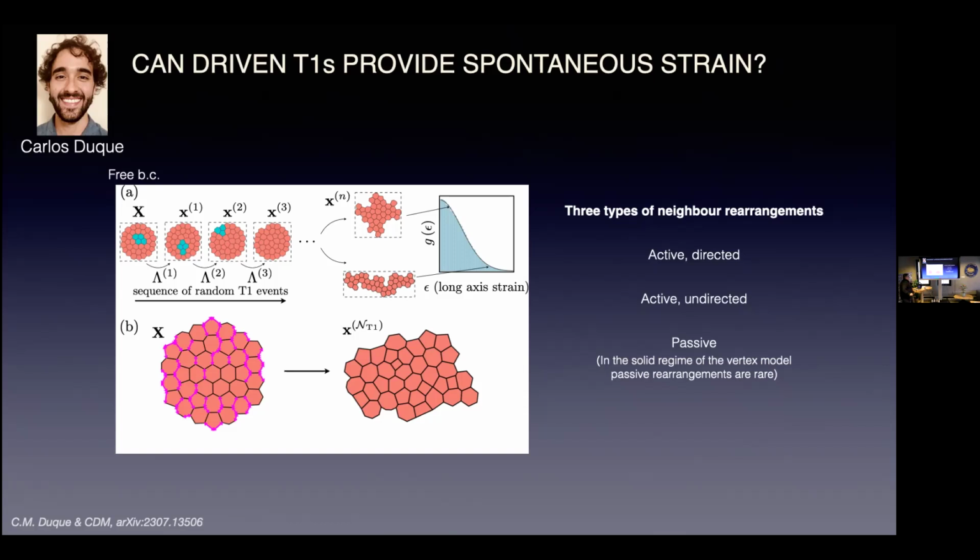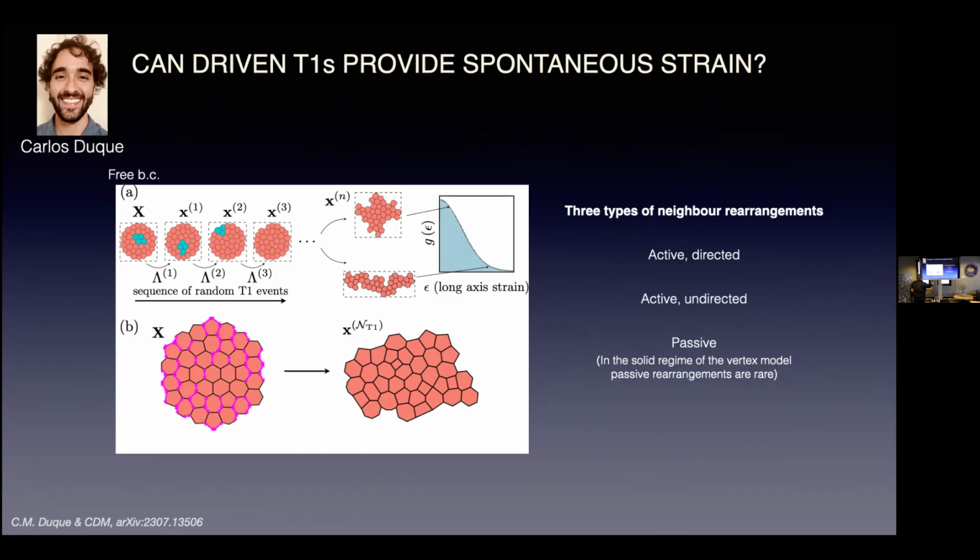So active undirected is really just a completely random T1 in any location, right? Regardless of orientation, just totally flat background. And then the passive ones, in both of these cases, we do the neighbor rearrangement and then we allow the system to relax, right? During the elastic relaxation of the system, it is possible that one of the edges might be driven to become very small. If that's the case, then we allow it to initiate a neighbor change in the same way that we talked about before, right?